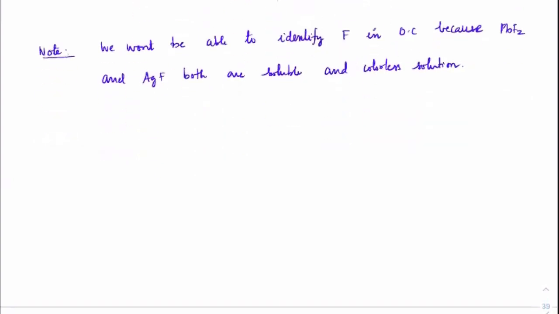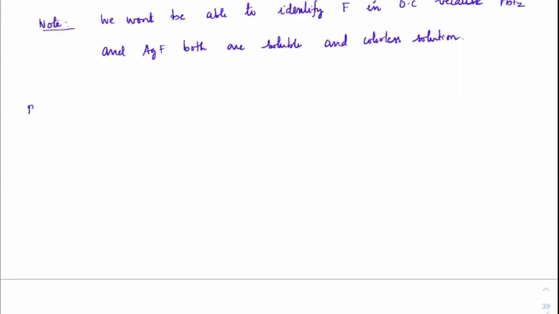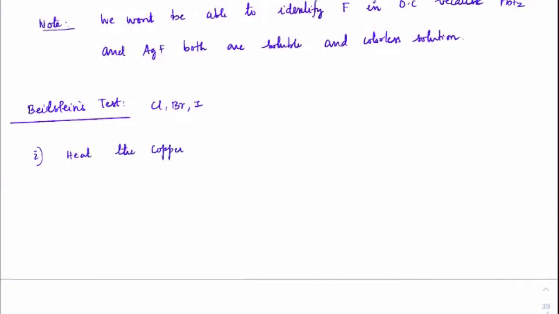Now this is a lab test which is done through test tubes. We can do a flame test also, as in we can heat and observe if there is any presence of halides. This test is known as Beilstein's test. Beilstein's test is about heating the halogens. If you have chlorine, bromine or iodine present, the first thing we do is heat a copper wire.